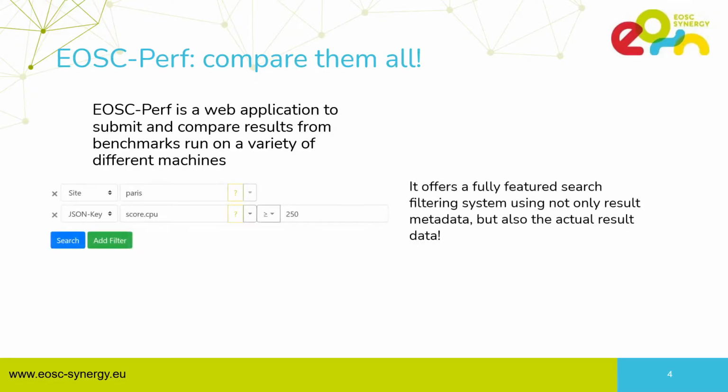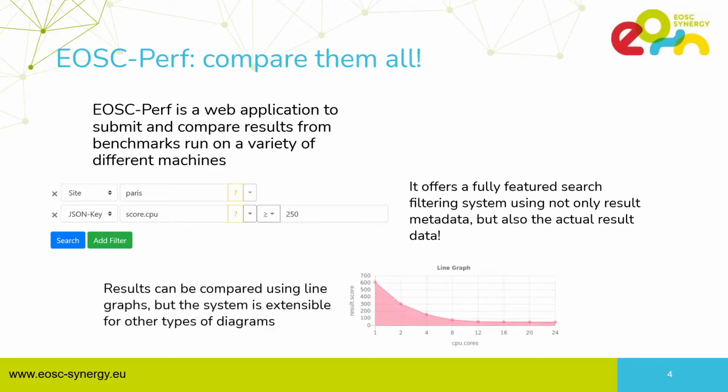Through a capable search system, users can navigate through results and filter them by data about the runs, but also by data from within the runs. So you can search by the name of the benchmark, the virtual machine provider or user-submitted tags, but also data inherent to the result, like the number of reported CPU cores or the benchmark score.